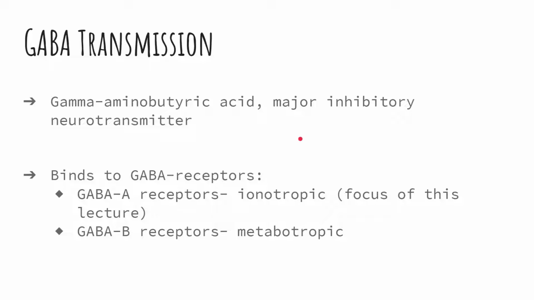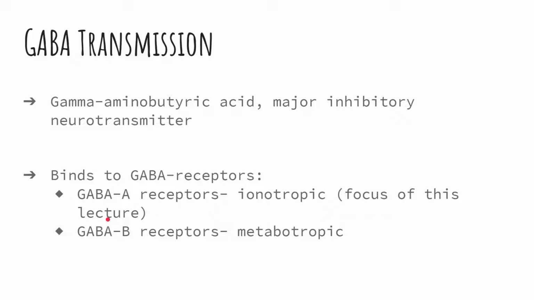Now there are two types of GABA receptors. There is GABA-A receptors and there is GABA-B receptors. GABA-A receptors are what we call ionotropic. And ionotropic receptors are those that are basically just channels. When they bind to their ligand, they open a channel and they allow ions to flow into the cell or out of the cell. These receptors, the GABA-A, are the main focus of this lecture. They are what we will focus on with these drugs.